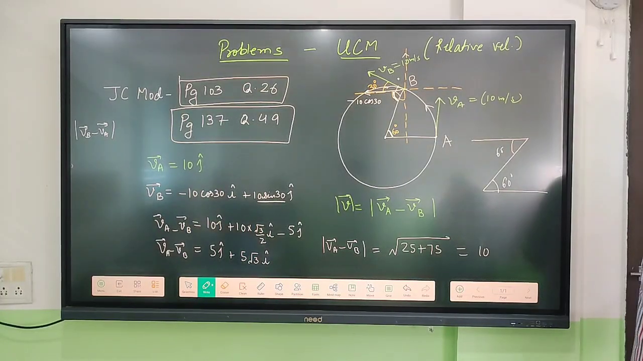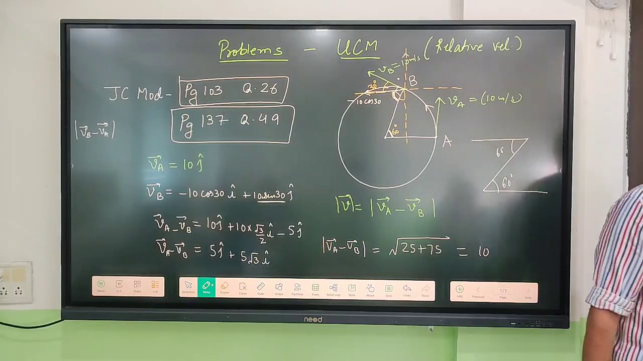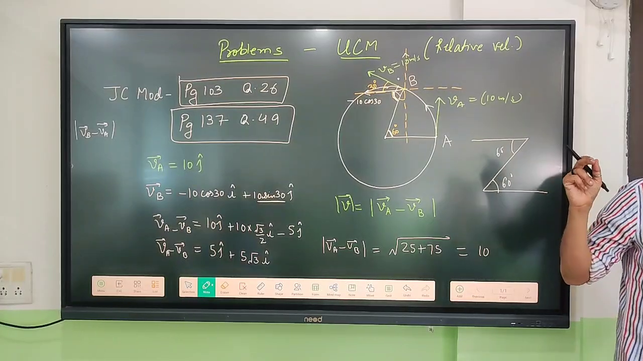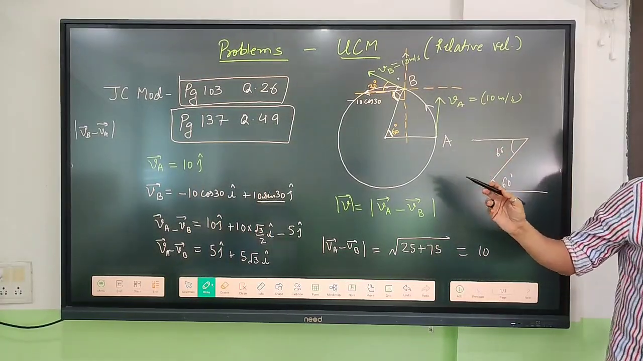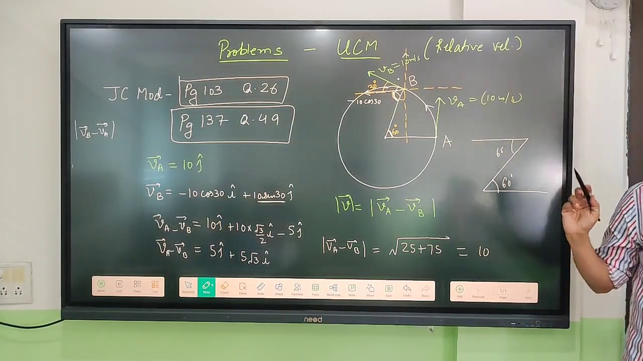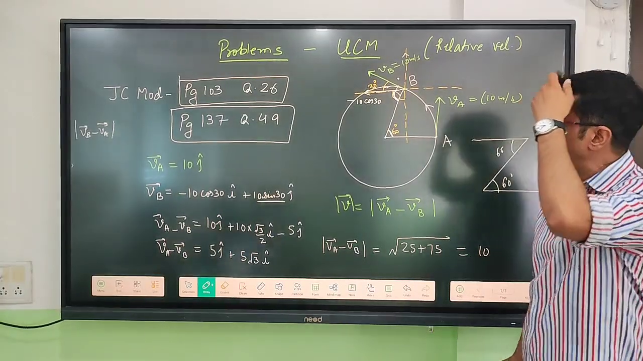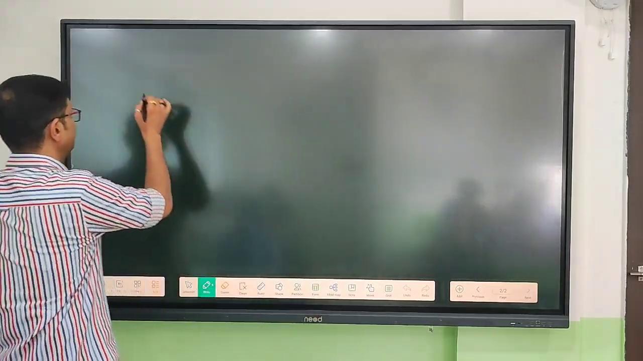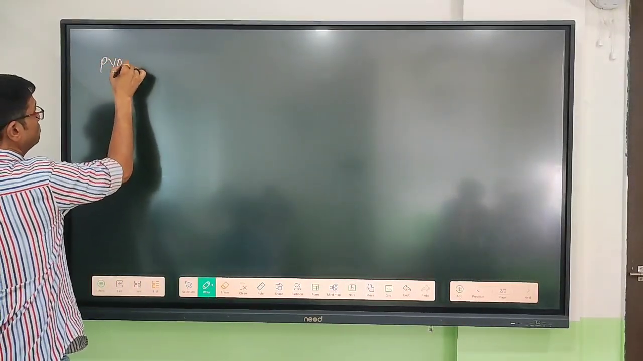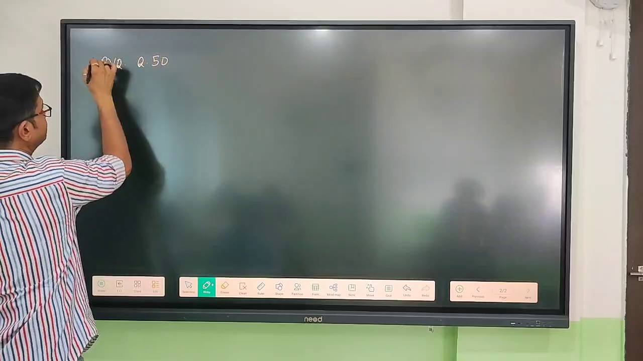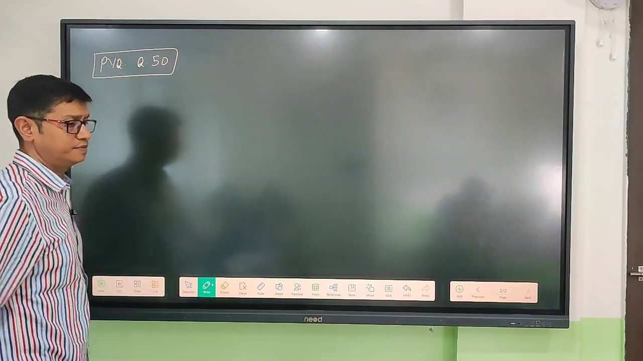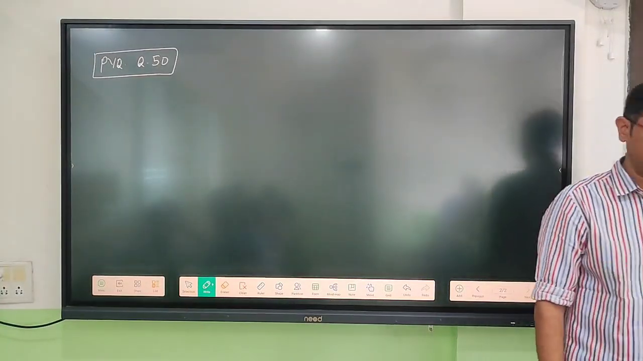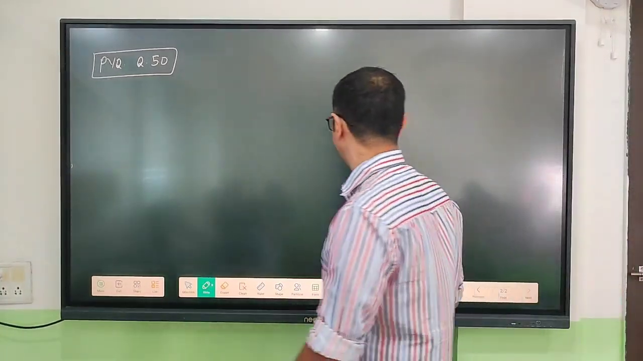So now we will come to another problem, which is of uniform circular motion. Since we are on this page, right after problem number 49, there is a problem number 50. We are doing PYQ 50. Read this problem and then we will solve this in the class. I'll draw the diagram by the time you are reading it.